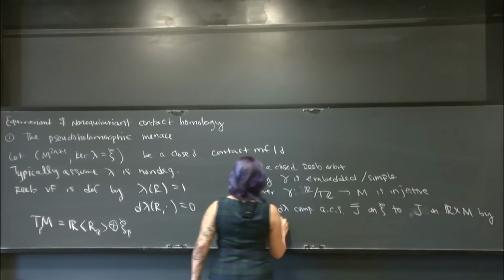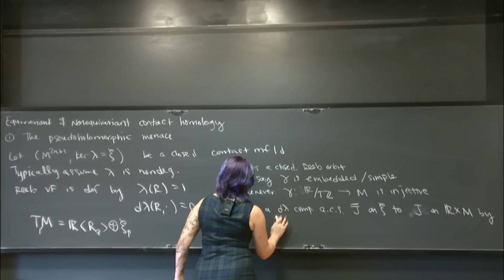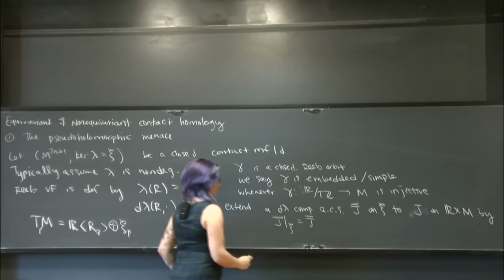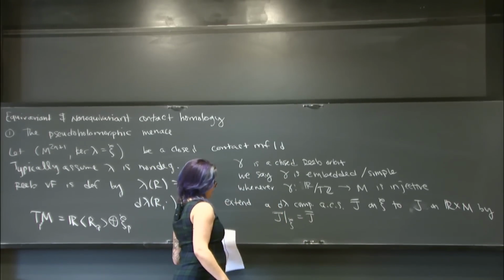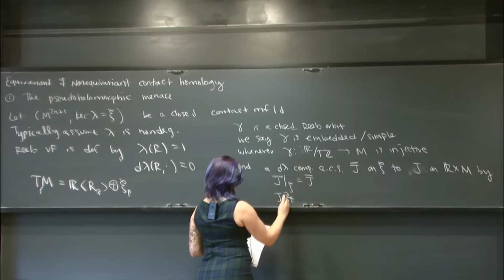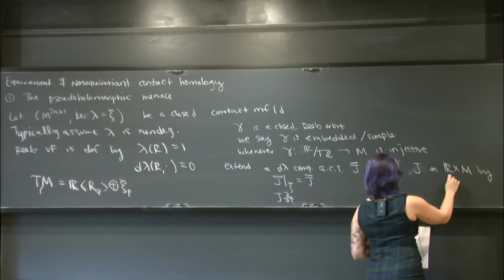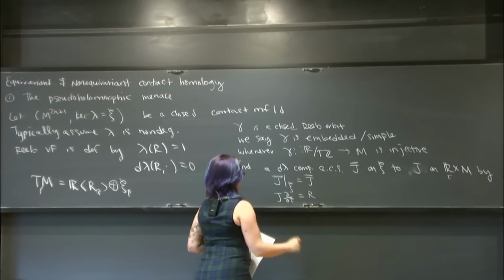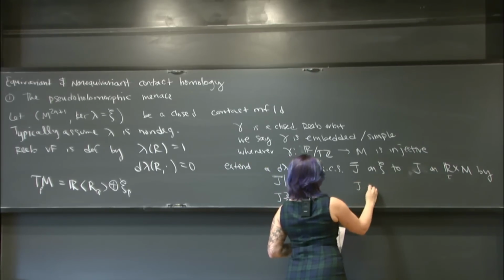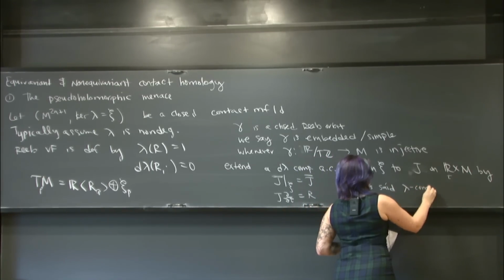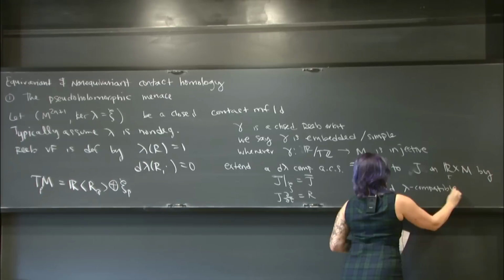by taking J restricted to the contact distribution to be some d lambda compatible almost complex structure, and then we want J of the R coordinate to intertwine with the Reeb vector field. And J is said to be lambda compatible if these conditions hold.